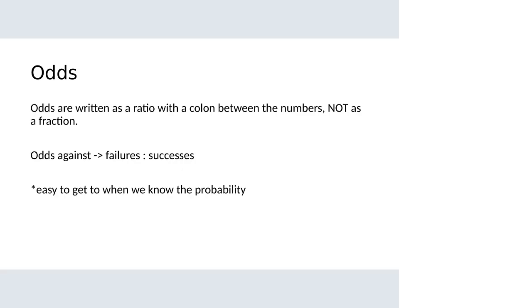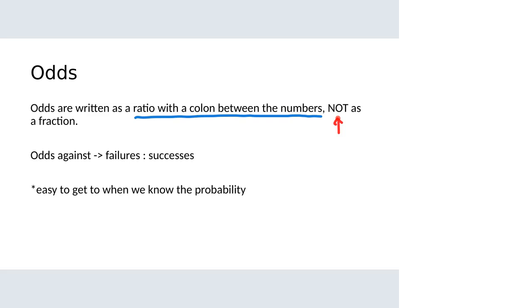Odds. Odds is a new idea for us, and it's very much related to probability, but not exactly the same thing. So when we talk about odds, I want to make sure that you're comfortable with the fact that we're going to write odds differently than we write probabilities. Odds are going to be written as a ratio with a colon between the numbers. And perhaps more important than that, we are not going to write odds as a fraction. So if you're asked for odds, you're definitely not going to write it as a fraction.